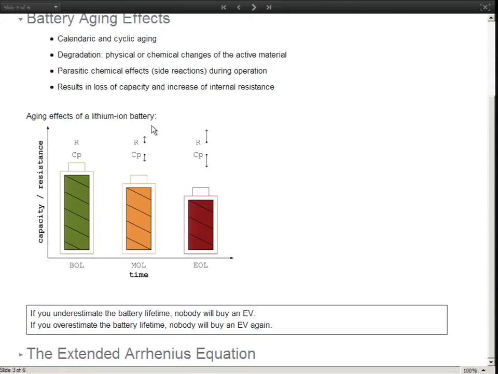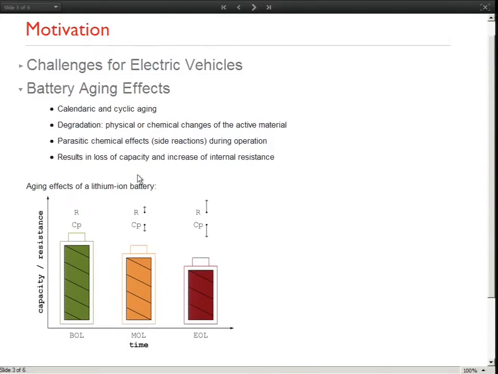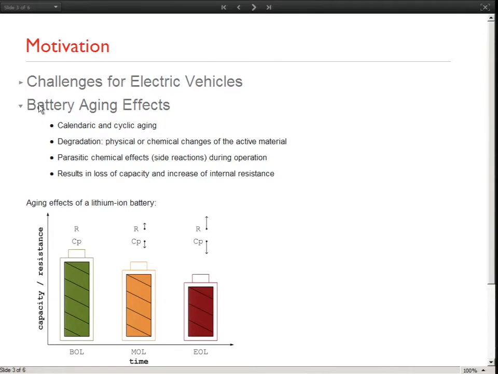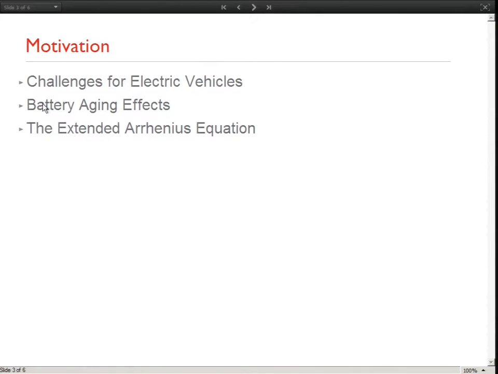On the other hand, if you overestimate the battery lifetime, no one will ever buy an electric vehicle again. Because if BMW said the i3 had a lifetime of 30 years, and people buy this electric vehicle, and then the vehicle stands still after 8 to 10 years, they won't buy an electric vehicle again, and you lose your future. So this is why it's really necessary to understand battery aging effects and to be able to predict the aging behavior. So how do we do that?